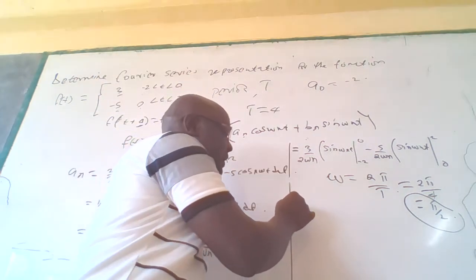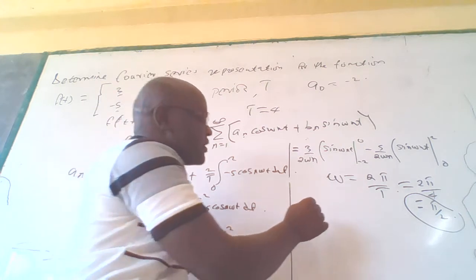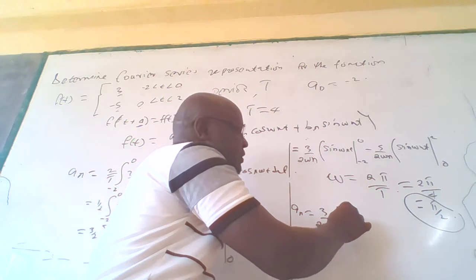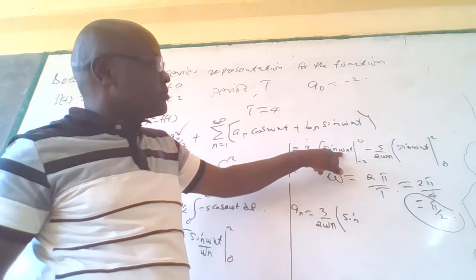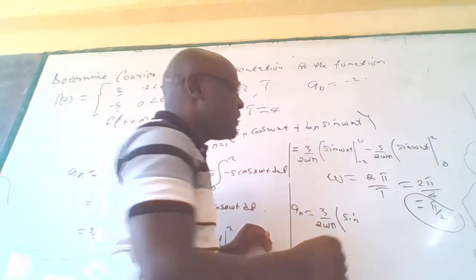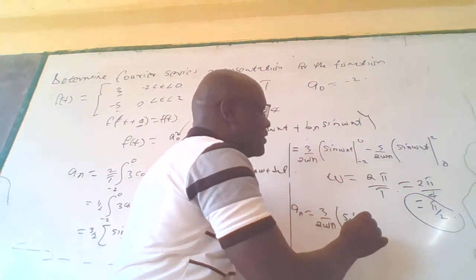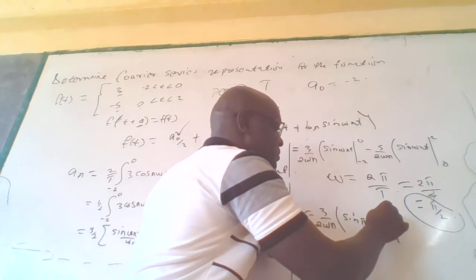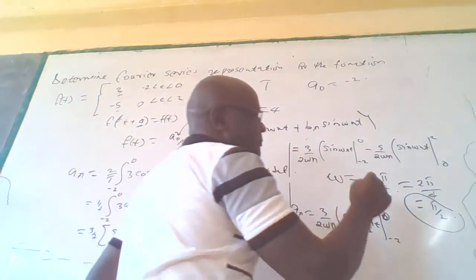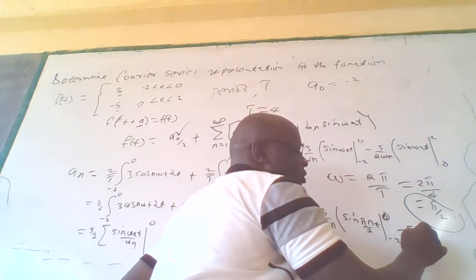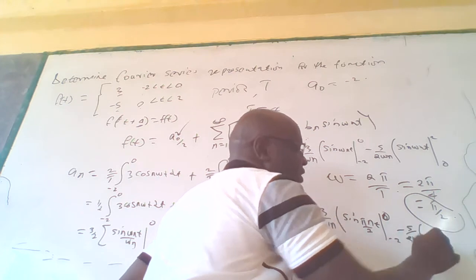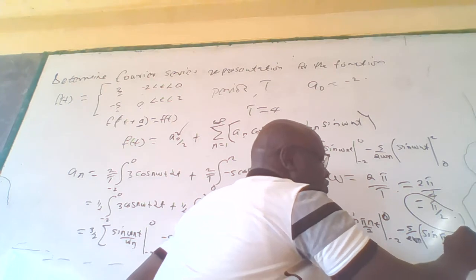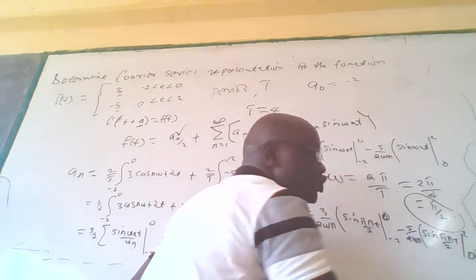Therefore, our a_n equals 3 over 2 omega n into sine. Now we substitute for omega into the sine: pi n t over 2, then minus 5 over 2 omega n into sine pi n t over 2, from 0 to 2.